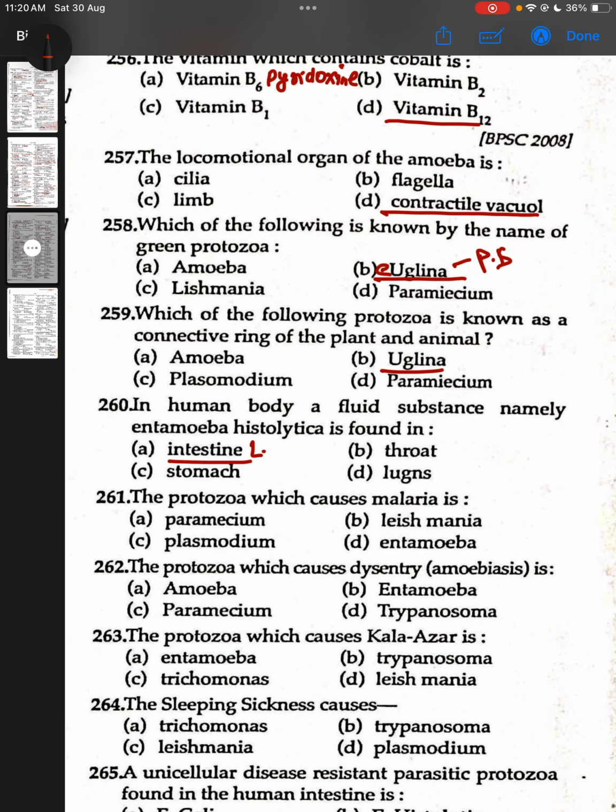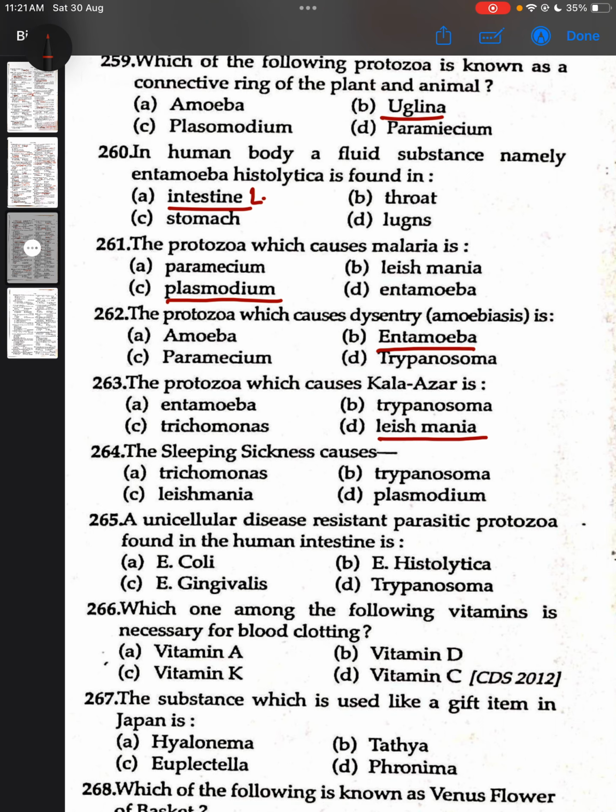The protozoa which causes malaria is Plasmodium. The protozoa which causes dysentery is Entamoeba histolytica. The protozoa which causes Kala Azar is Leishmania. The sleeping sickness is caused by Trypanosoma and it is spread by a vector, the tsetse fly. A unicellular disease resistant parasitic protozoa found in the human intestine is E. histolytica.